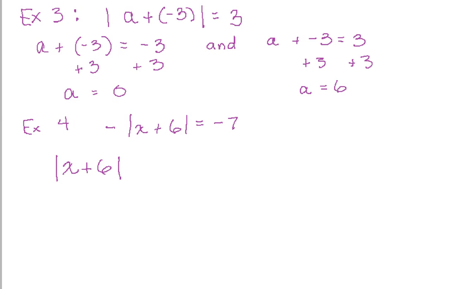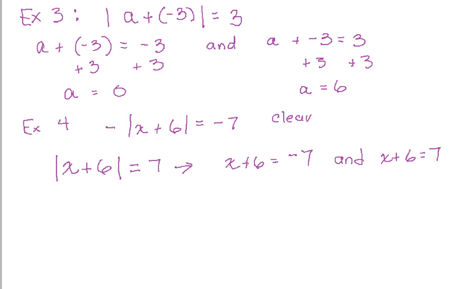I think I said negative 1. I meant negative 7. So this is going to wind up being negative 7 times negative 1, which is 7. All right, and so now I can go ahead and split that out into two pieces. So I've got x plus 6 equals negative 7 and x plus 6 equals positive 7.